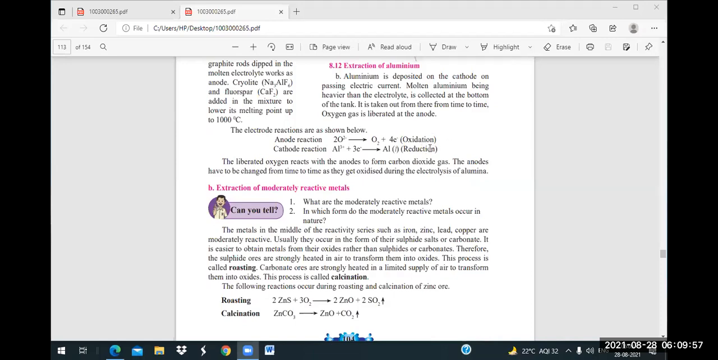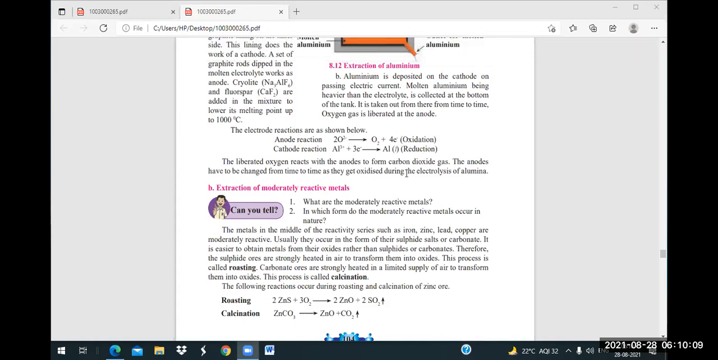So, what are the moderately reactive metals? The metals in the middle of the reactivity series, such as iron, zinc, copper, lead, are the moderately reactive metals. And usually, metals are found in the form of their sulfide salts or carbonates. But it is easier to obtain the metals from their oxides rather than from the sulfides or carbonates.